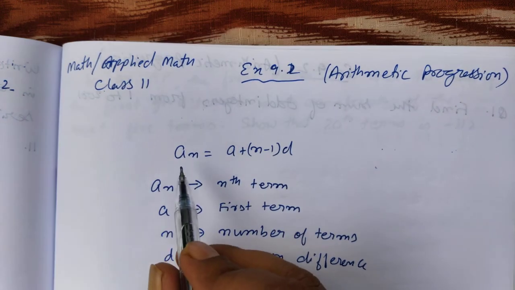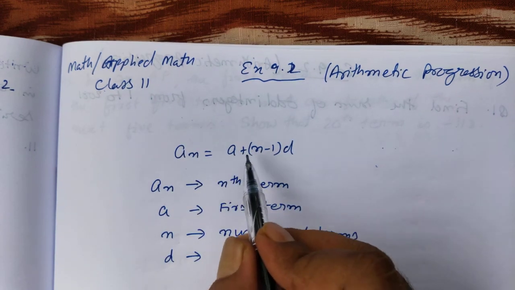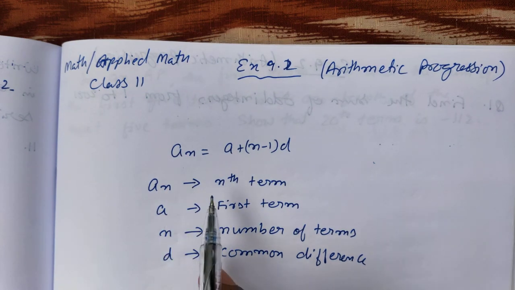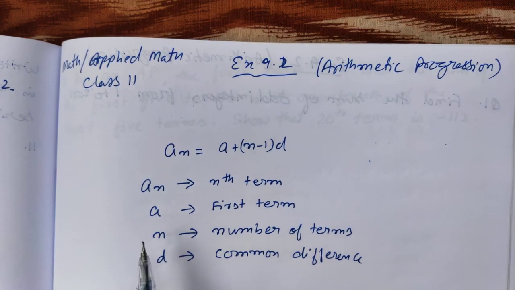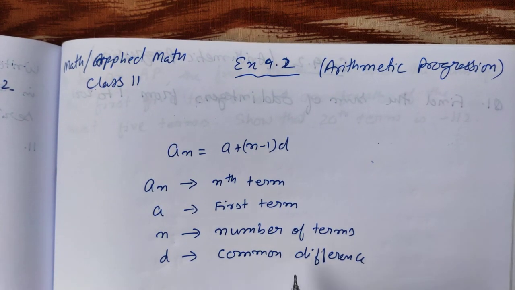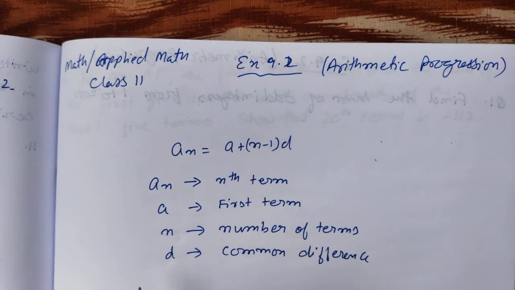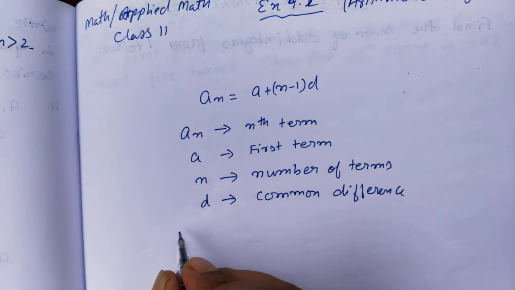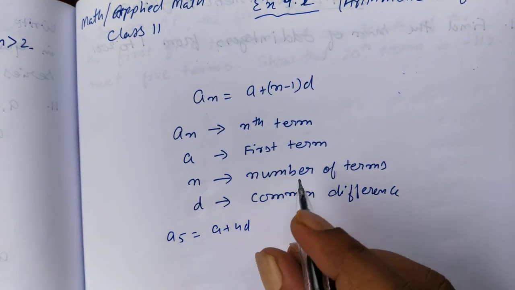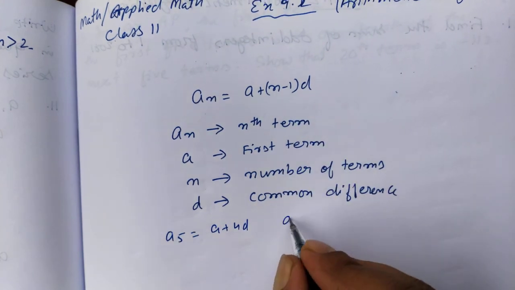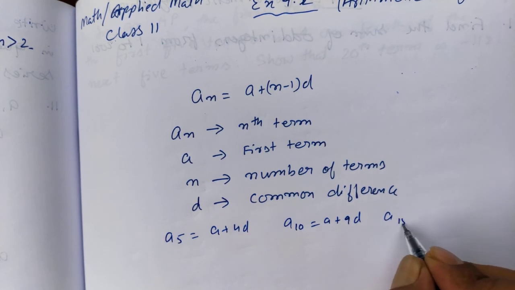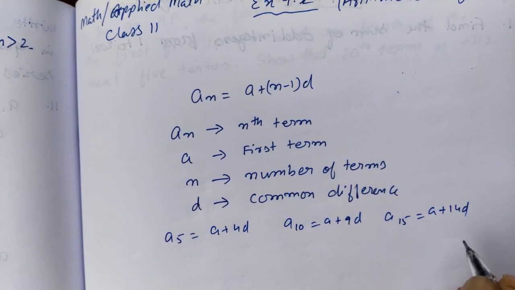The formula of the nth term an is a plus (n minus 1)d. An means nth term, a means first term, n means number of terms, and d means common difference. In short, mostly we'll be using it in short. If I write a5, that means a plus 4d; the fifth term is a plus 4d, 1 less than n. If I write a10, that means a plus 9d. If I write a15, that means a plus 14d. We can write like that in short.